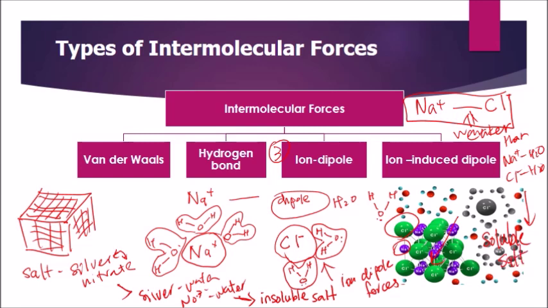Okay, so we have an example of an insoluble salt, silver nitrate, and a soluble salt, sodium chloride. This is due to the forces between the ion dipole in comparison to the forces between the ions in the salt.